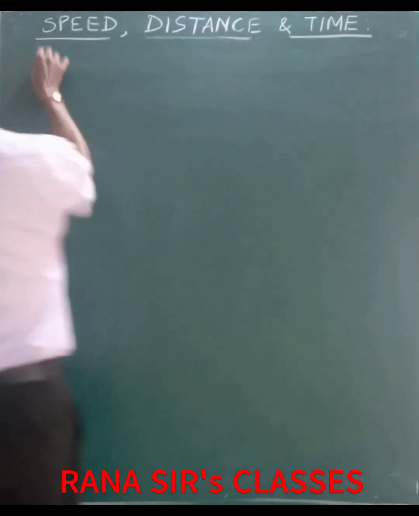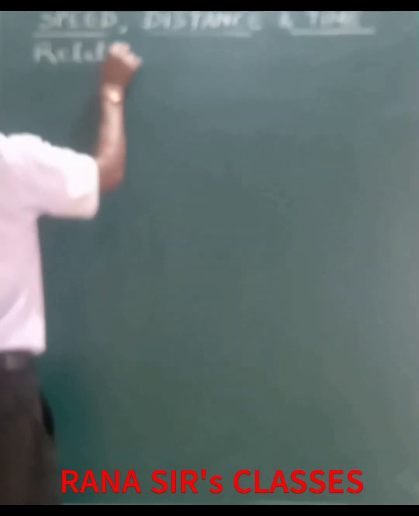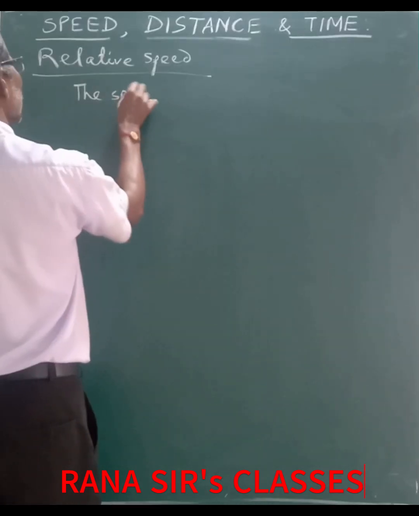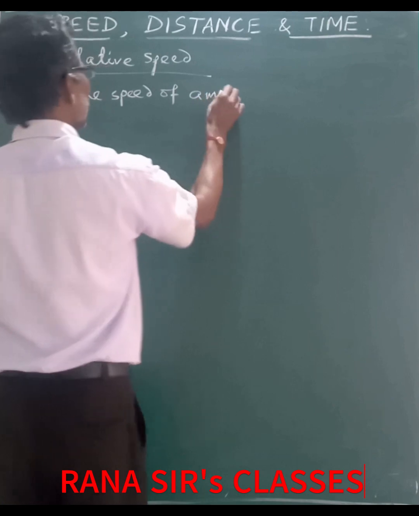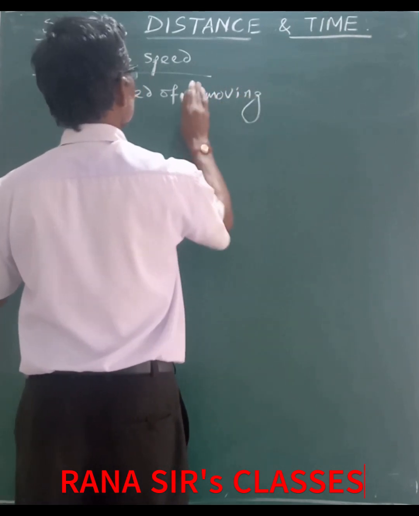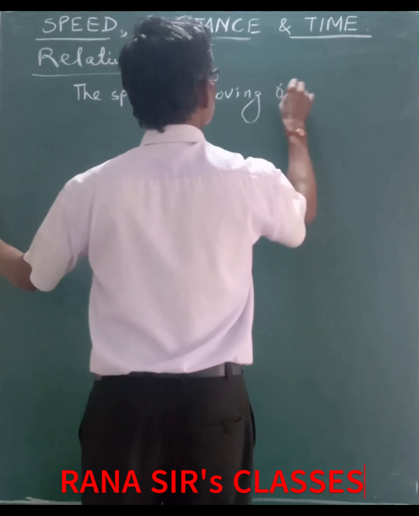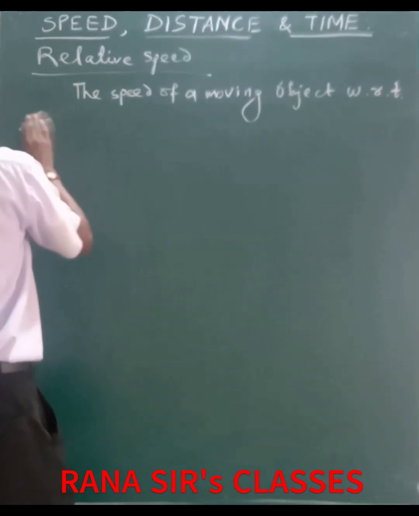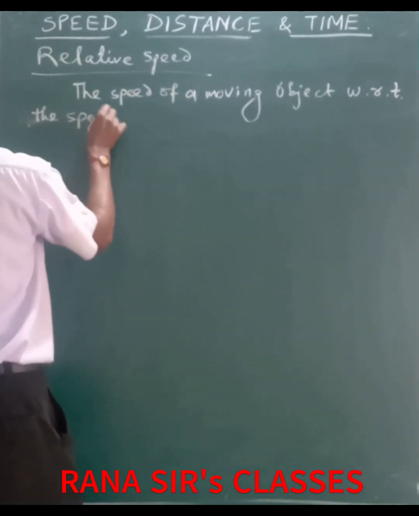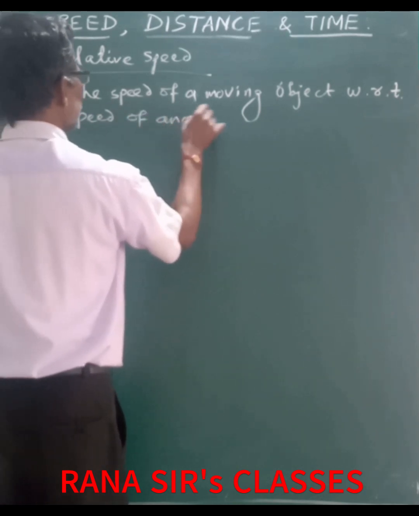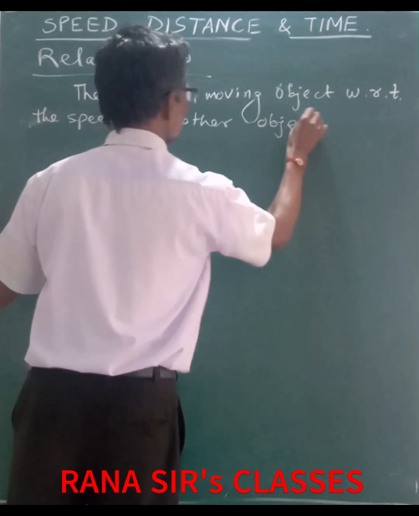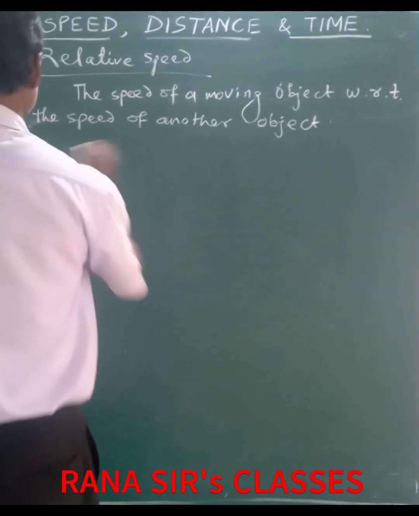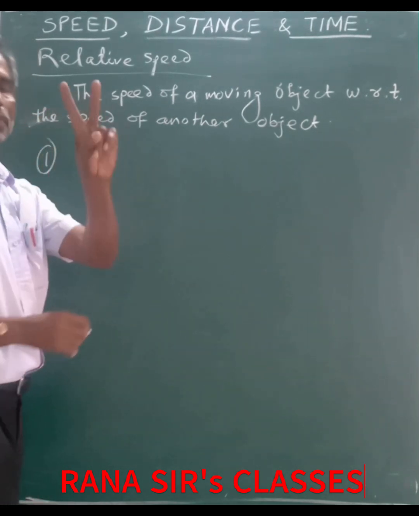Relative speed. The speed of a moving object with respect to the speed of another object. With respect to another object, there arises two types of cases.